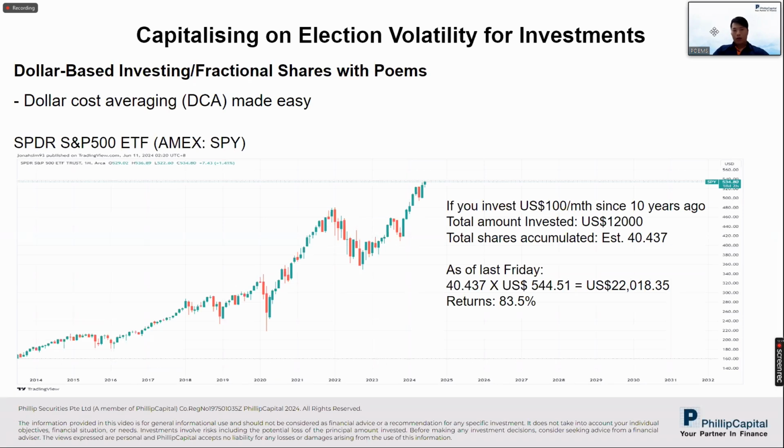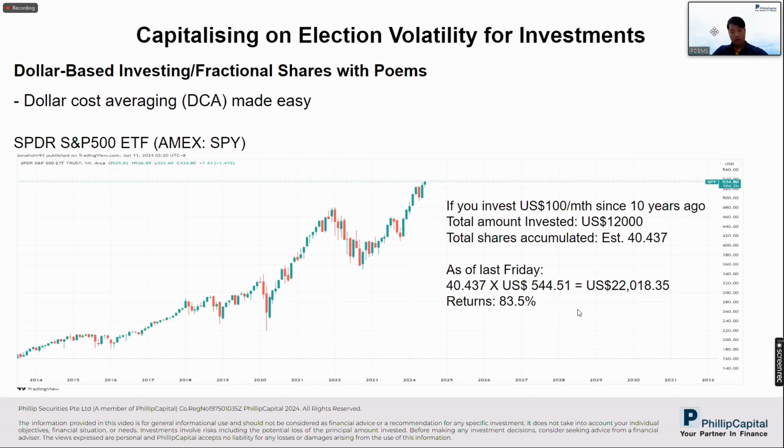Another benefit that fractional shares and dollar-based investing have is that it makes dollar cost averaging easier. Here is an illustration: if you were to buy the ETF SPY, which mimics the S&P 500, and invest $100 USD a month for the last 10 years, your total amount invested will be 12,000 USD. Estimated shares accumulated is over 40 shares, and as of last Friday, your portfolio would amount to about 22,000 USD, which is about 83% returns on your total investment.